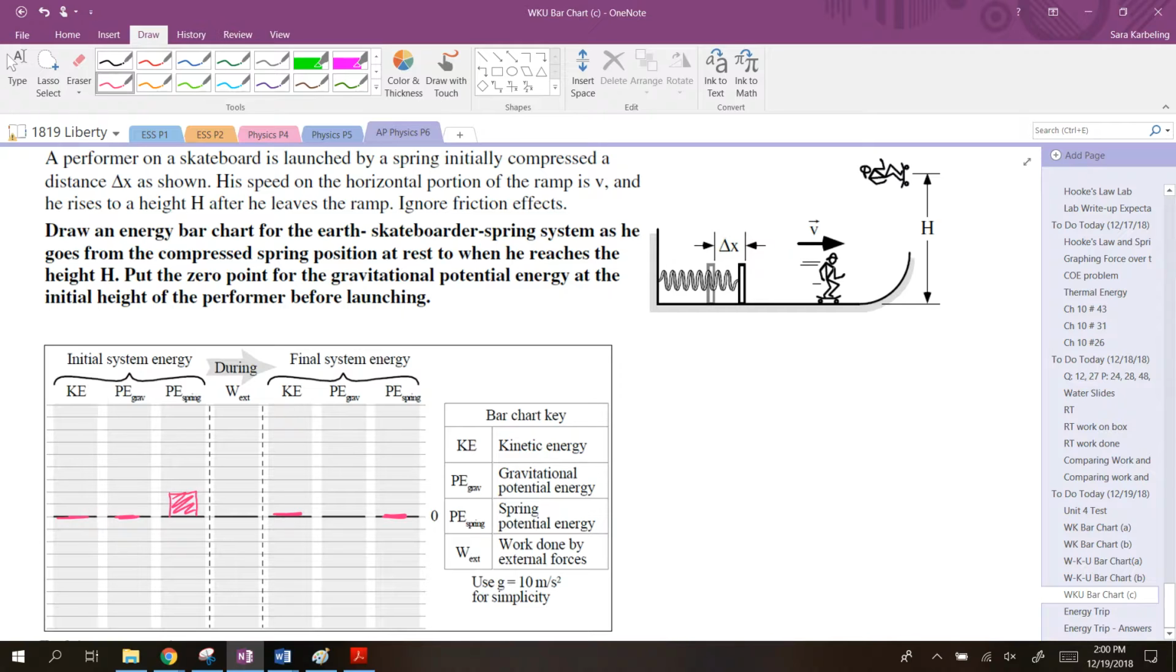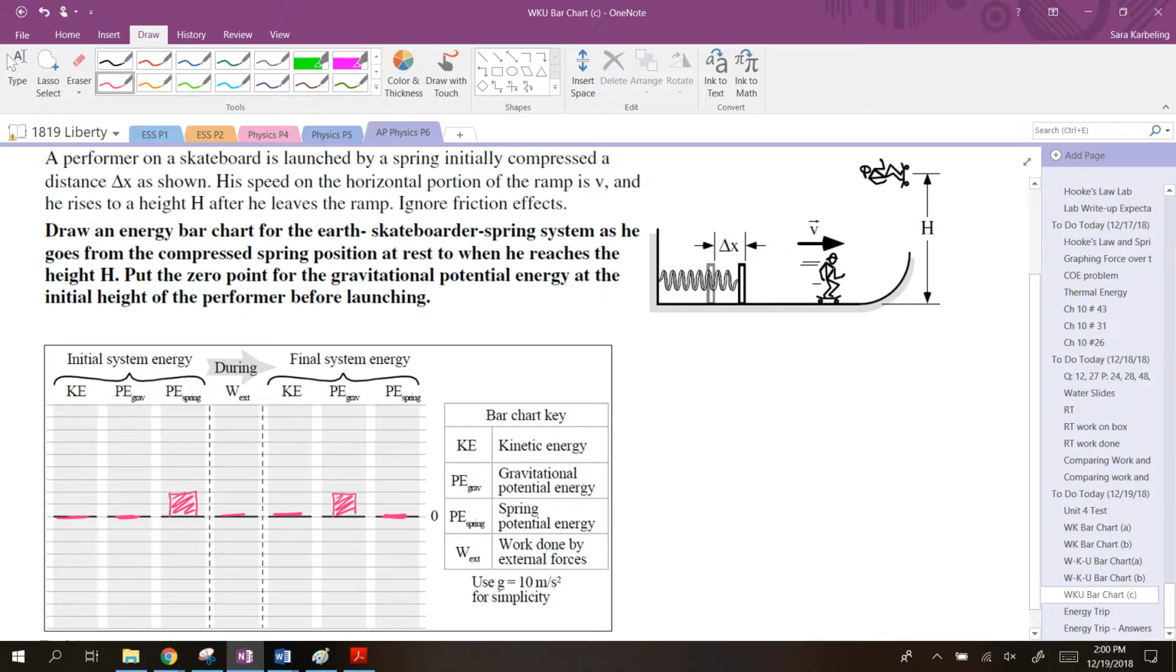No force acting over a distance, because the only force acting is gravity, but gravity's part of the system, right? So no work. So how much gravitational potential energy does he have then? 2. Oh, that was easy. Boom. I don't understand why there's no work being done.